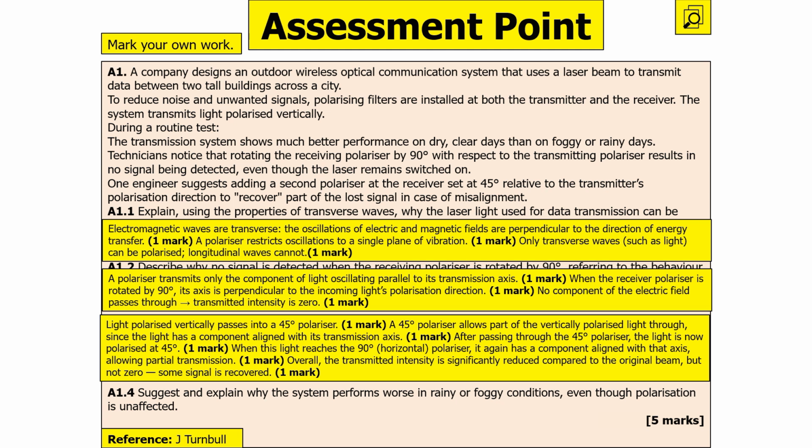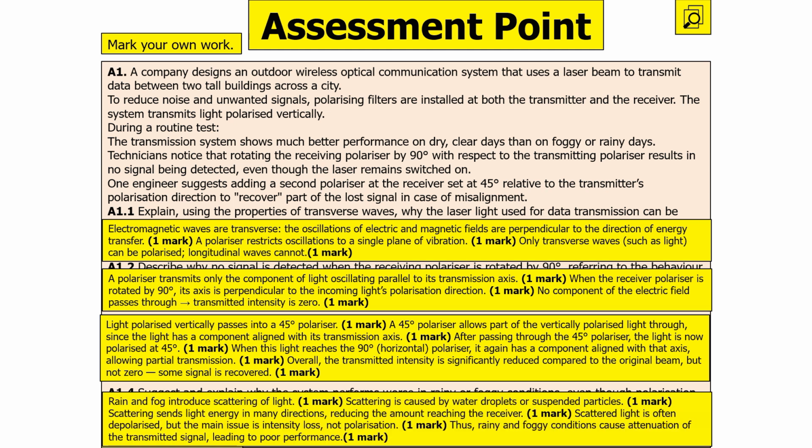Now, light polarized vertically passes into a 45-degree polarizer. A 45-degree polarizer allows part of the vertically polarized light through, since the light has a component aligned with the transmission axis. After passing through the 45-degree polarizer, the light is now polarized at 45 degrees. When this light reaches the 90-degree horizontal polarizer, it again has a component aligned with that axis, allowing partial transmission. Overall, the transmitted intensity is significantly reduced compared to the original beam, but not zero, so some signal is recovered.